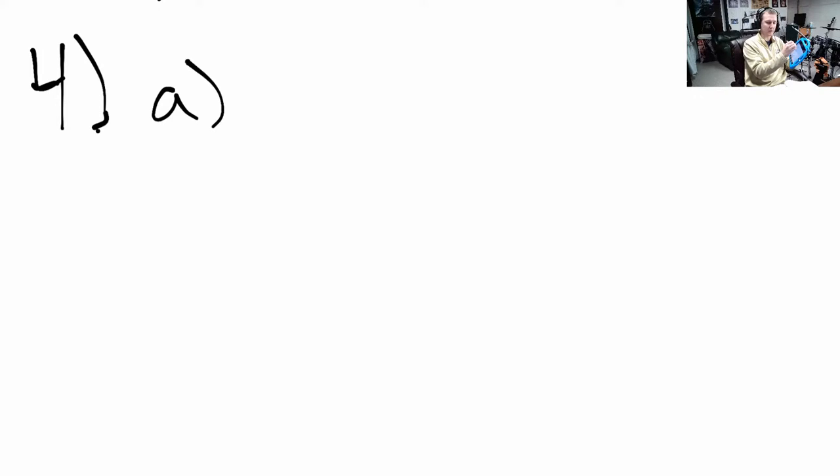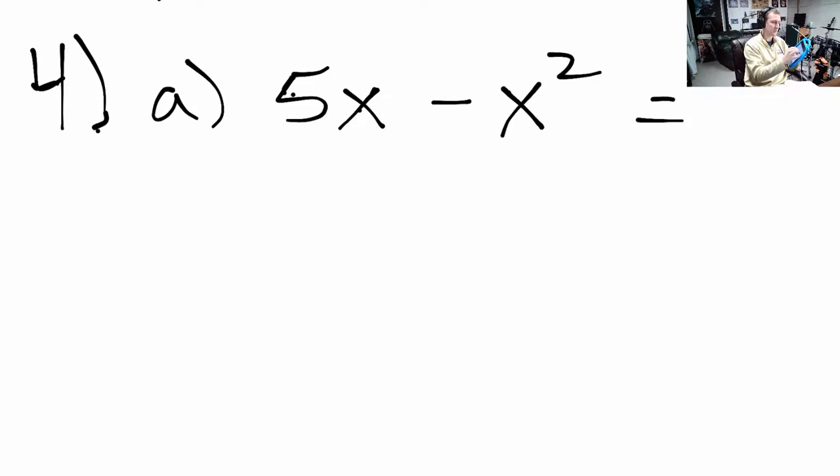Find the solutions to the equation 5x minus x squared equals 4. For some reason my pen's not working too well today. I'm wondering if my iPad screen is just dirty from little hands playing with it all the time. You've got a family during the lockdown, you know. The iPad is both your work tool and your children's fun time tool. Okay, maybe that'll fix it. We'll see.